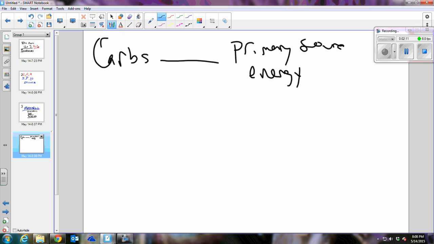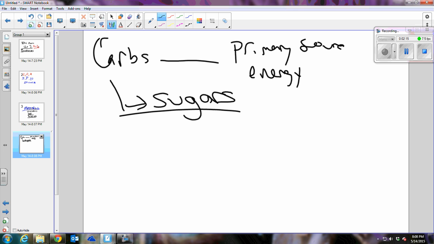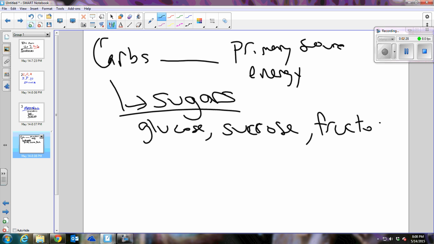Another word for carbohydrates that you'll often see is sugars. Some popular carbohydrates are things like glucose, always makes the front page, sucrose or table sugar, fructose, galactose, some others, starch, glycogen, chitin, a couple others.